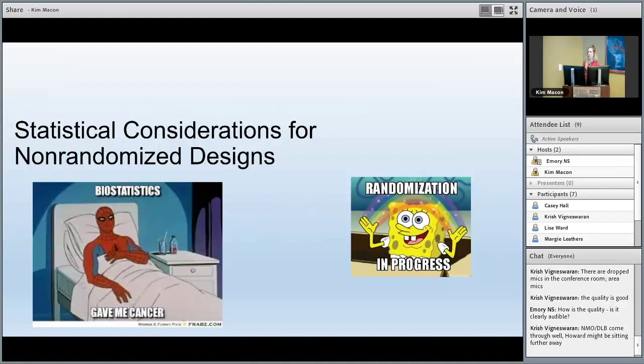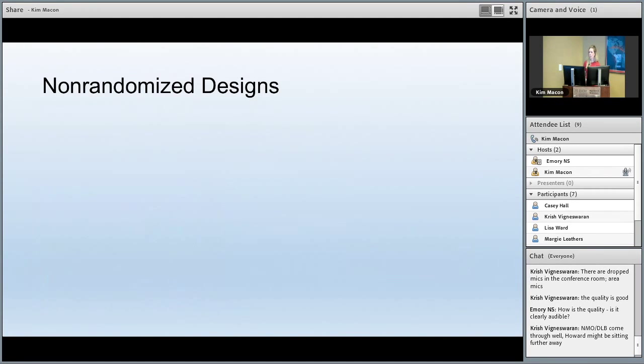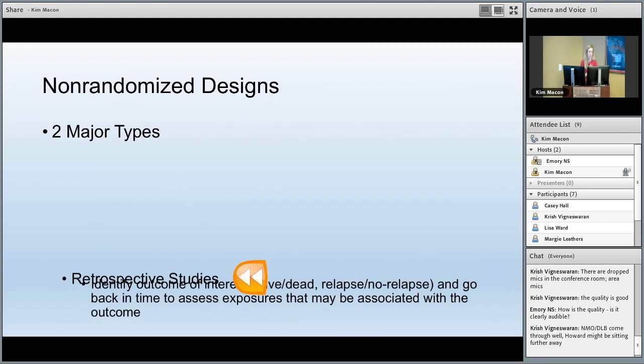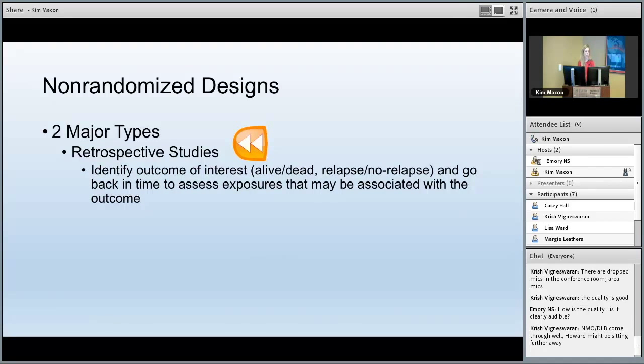Okay, my last part of my talk. Let's talk about statistical considerations for non-randomized designs. So there's two major types of non-randomized designs. There's retrospective studies, where we look to identify our outcome measure ahead of time, like death, readmission, relapse, and then we go back and try to compare different exposures that may be associated with that outcome.